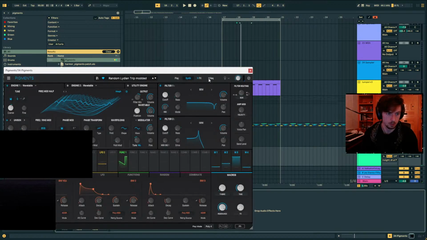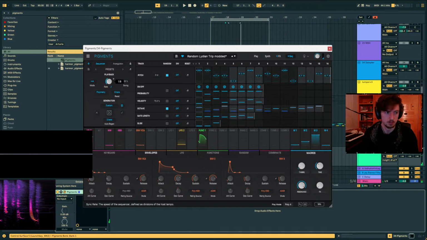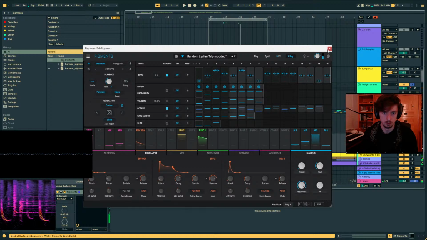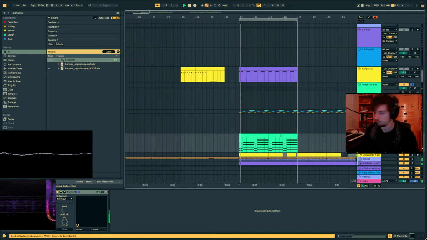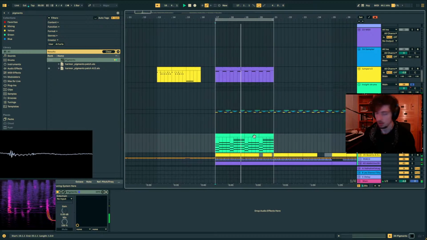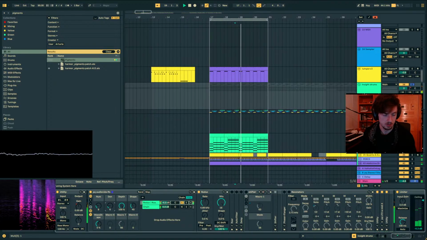Let's turn on the arpeggiator and sequencer. A fugue would be cool. I don't know how to write a fugue though, but that would be really cool.